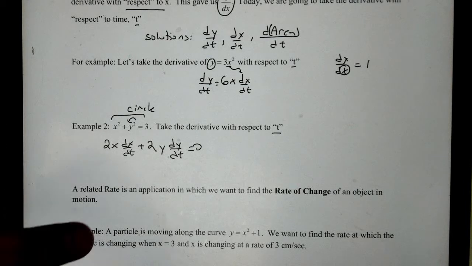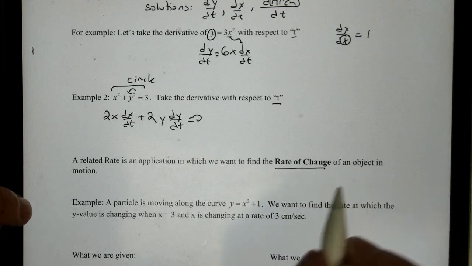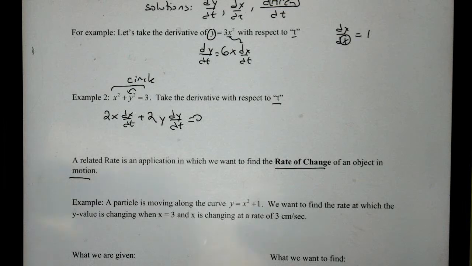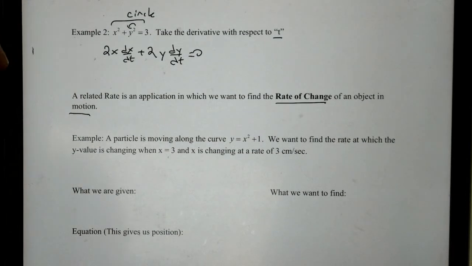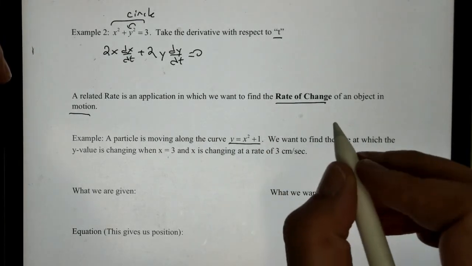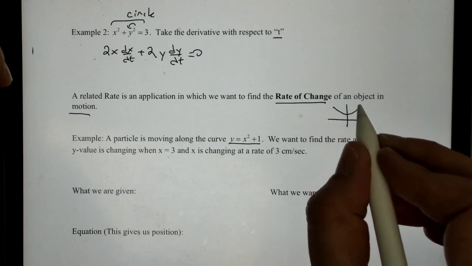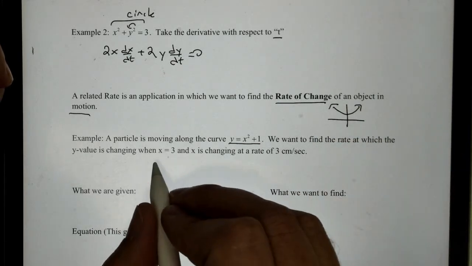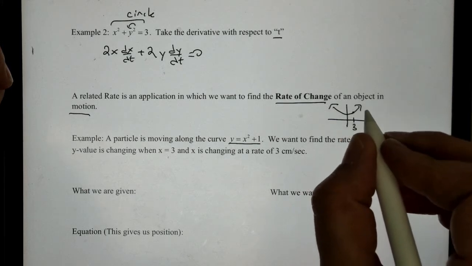So a related rate is an application in which we want to find the rate of change of an object in motion. So today we're going to talk about how things change over time. An example. Let's say we have a particle moving along the parabola y equals x squared plus 1. So if I could graph that here, let's do x squared plus 1 right here. We want to find the rate at which the y value is changing when x is 3.